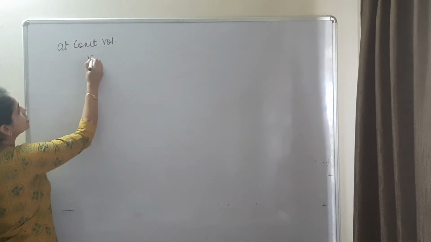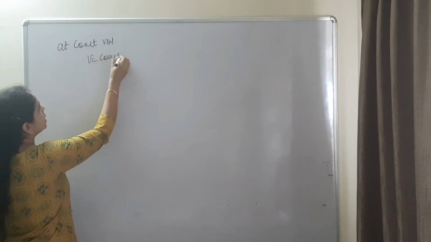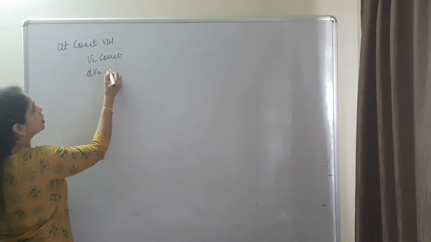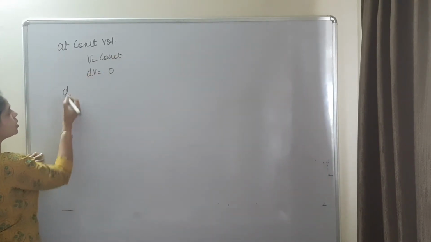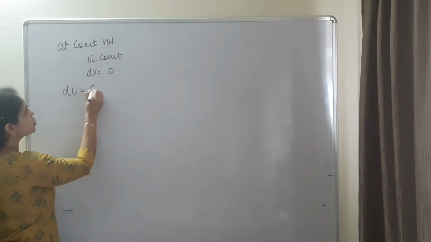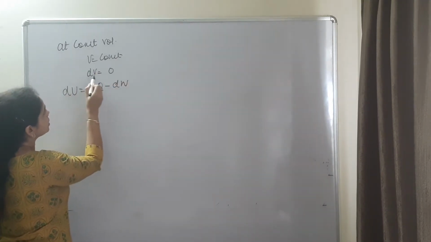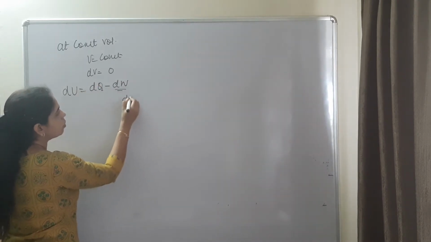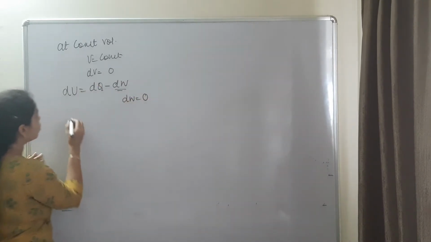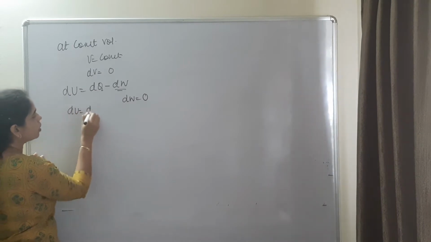right? So V is constant, that means change in volume is equal to 0. So from the first law of thermodynamics, du is equals to dq minus dw. Since V is constant, that means dw is 0. So du is equals to dq.